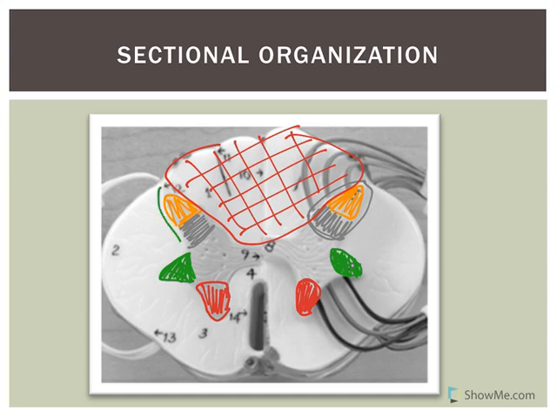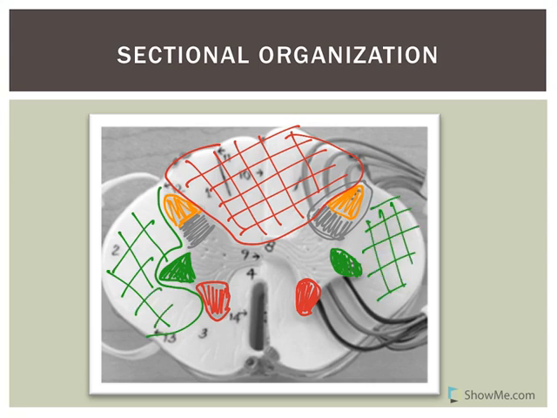I'm going to hatch the lateral white column green. Obviously, you can do any color you want. I was just too lazy to change my colors on my screen. That's the lateral white column, which has both ascending and descending tracts of myelinated axons. And in the front, here's your anterior white column, which again also has descending and ascending tracts of myelinated axons.